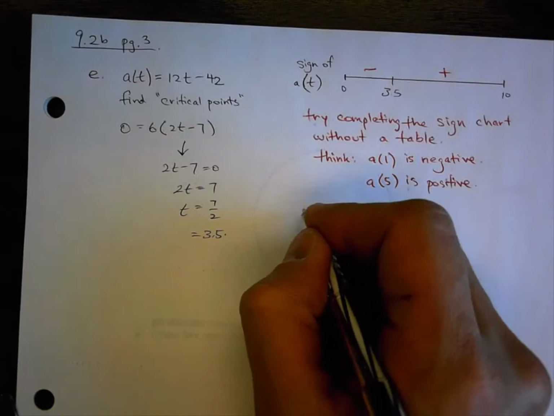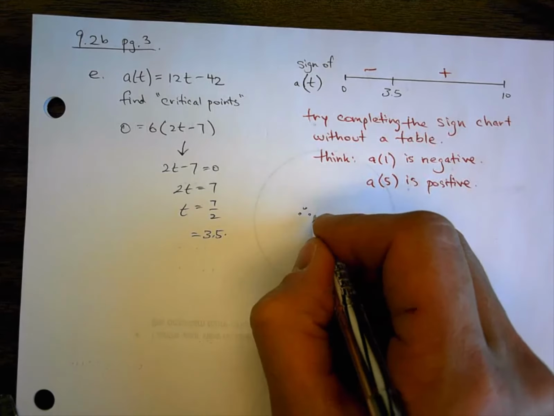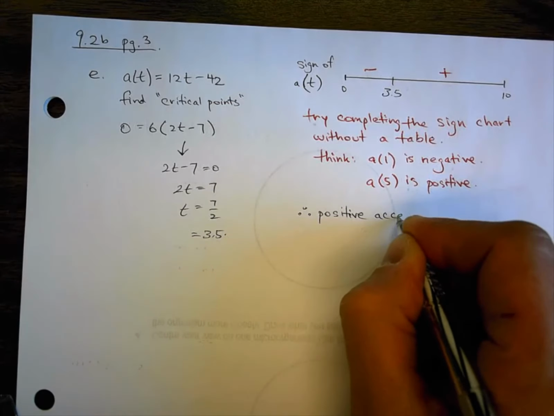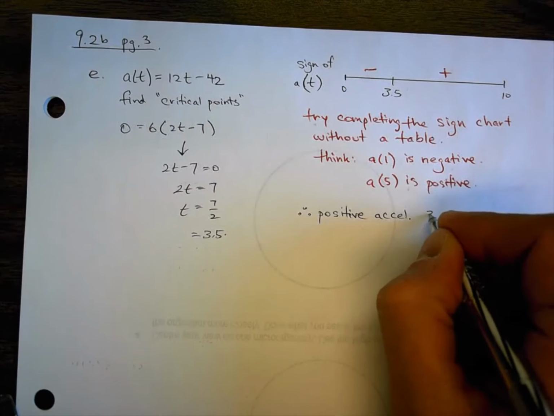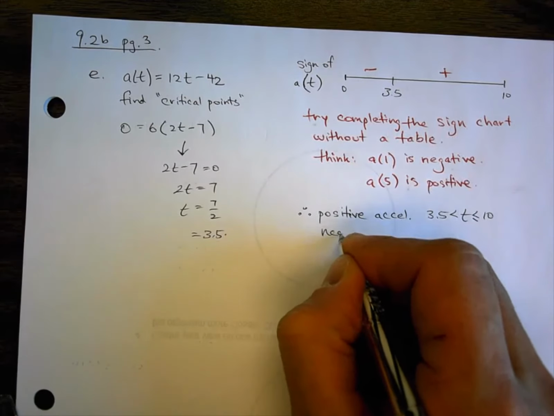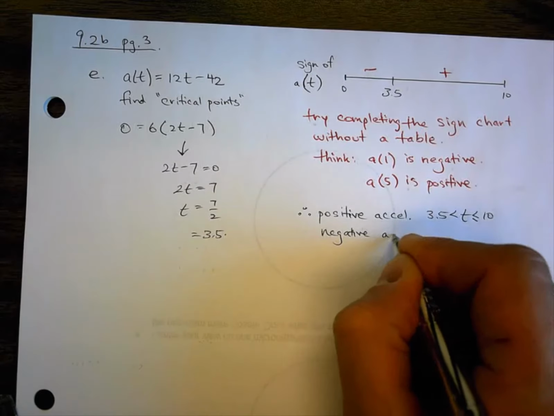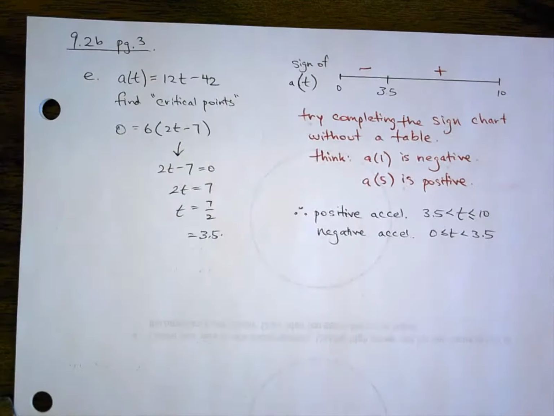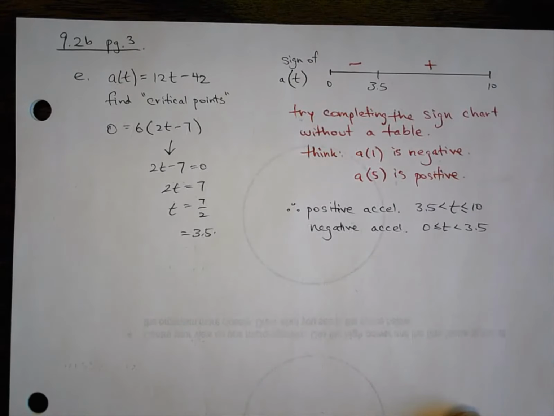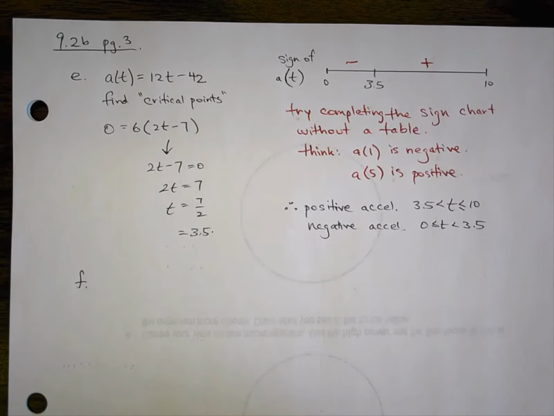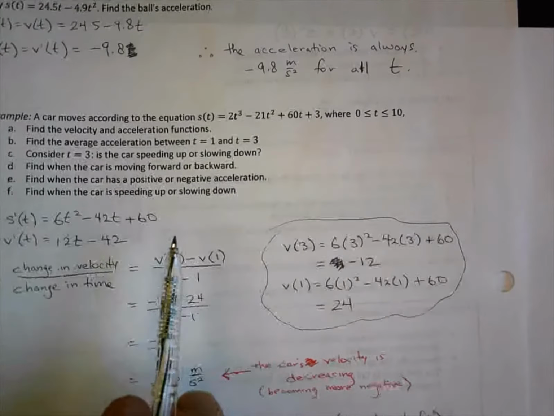So once we have our sign diagram, we're actually done. We can say that there's a positive acceleration between 3.5 and 10, and there's a negative acceleration between 0 and 3.5. Again, there's a lot of parallels here to our curve sketching chapter. Let's go back to our last question, which is find when the car is speeding up or slowing down.